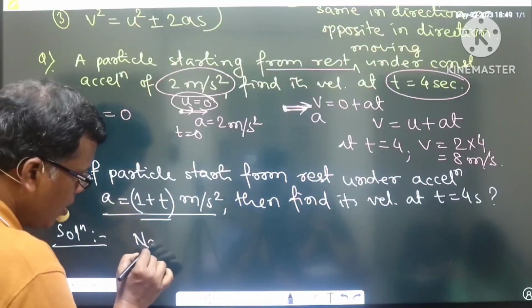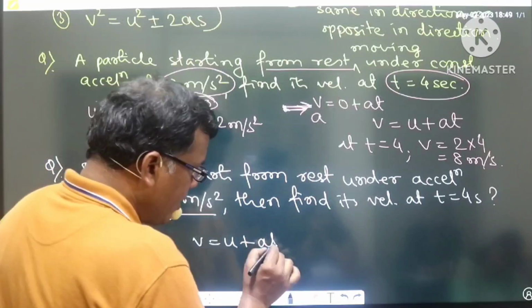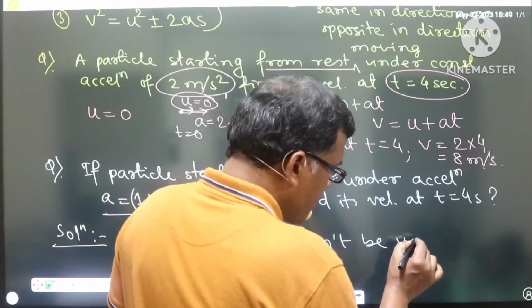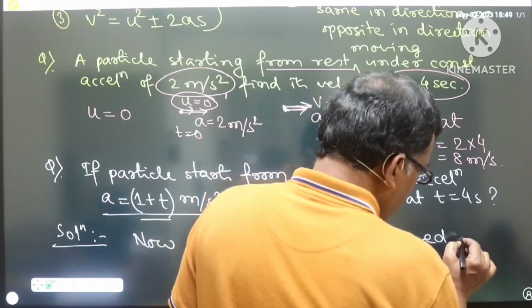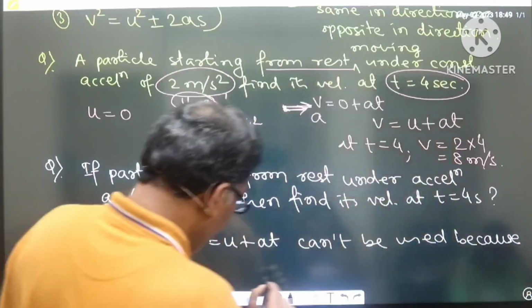Now, v is equal to u plus at can't be used because a is variable.